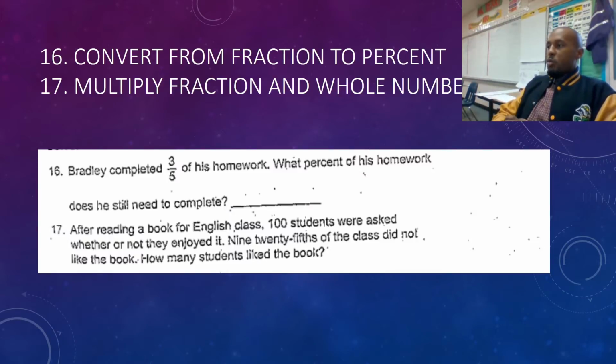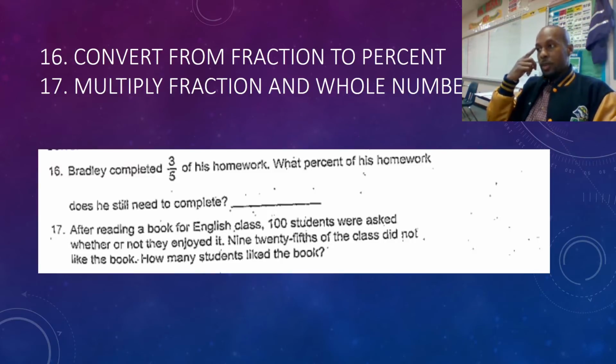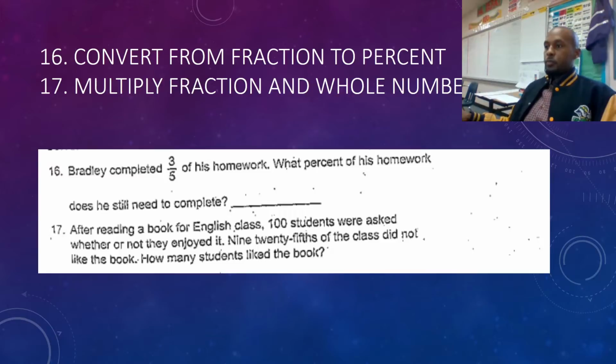Bradley completed 3/5 of his homework. What percent of his homework does he still need to complete? This is a very simple one. 3/5 equals what? We need to convert from a fraction, 3/5, to a percent. Whenever we have fifths, we have 0.20. 0.20 times 5 equals 100%. We know that a percent means out of what? Out of 100. So 3 out of 5 equals what out of 100?